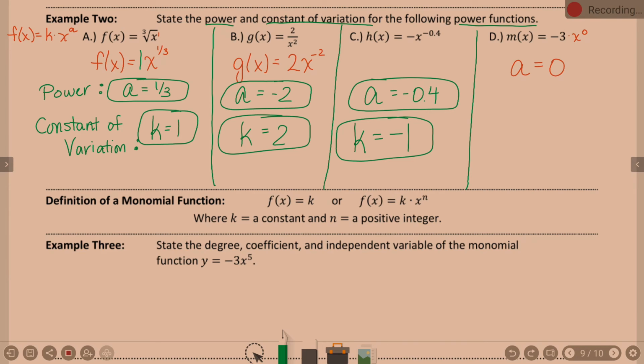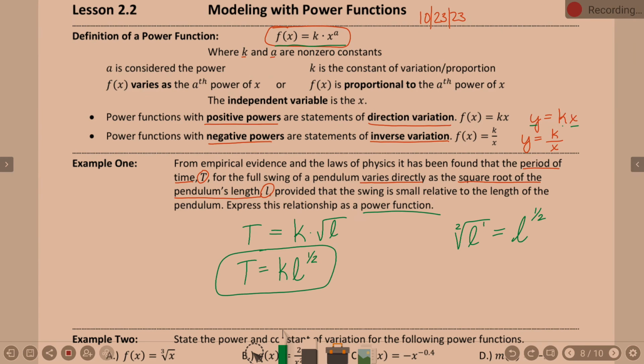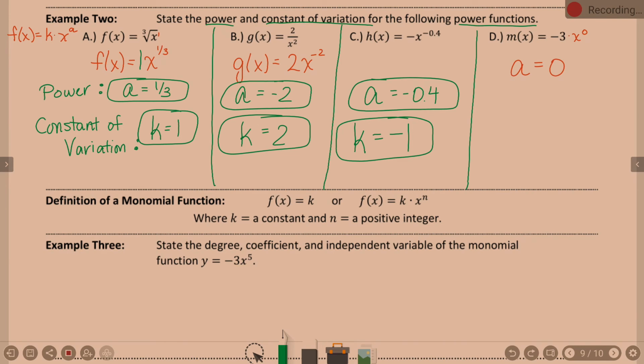By definition, a power function is f of x equals k times x to the a, where k and a are non-zero constants. What did we just come up with? It's not a power. We came up with the power being 0. Is the power allowed to be 0? No. So this is not a power function. Watch out for that. If a works out to be 0 or k works out to be 0, it's not a power function, which, if k is 0, a is going to be 0 as well.